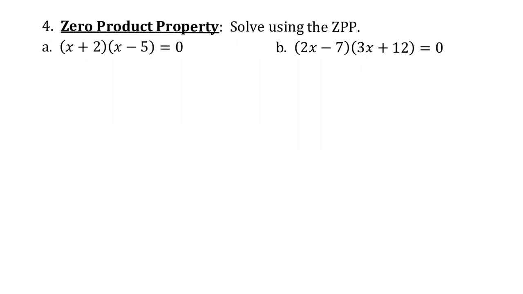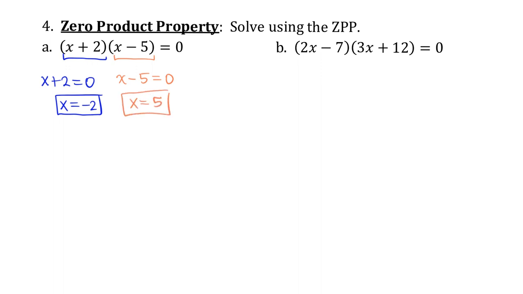If this times this equals 0, then it has to be true that either the first thing equals 0, this one, and if I subtract 2, I get x equals -2 for one of my answers. Or it must be true that this equals 0. So it's also possible that x minus 5 equals 0.